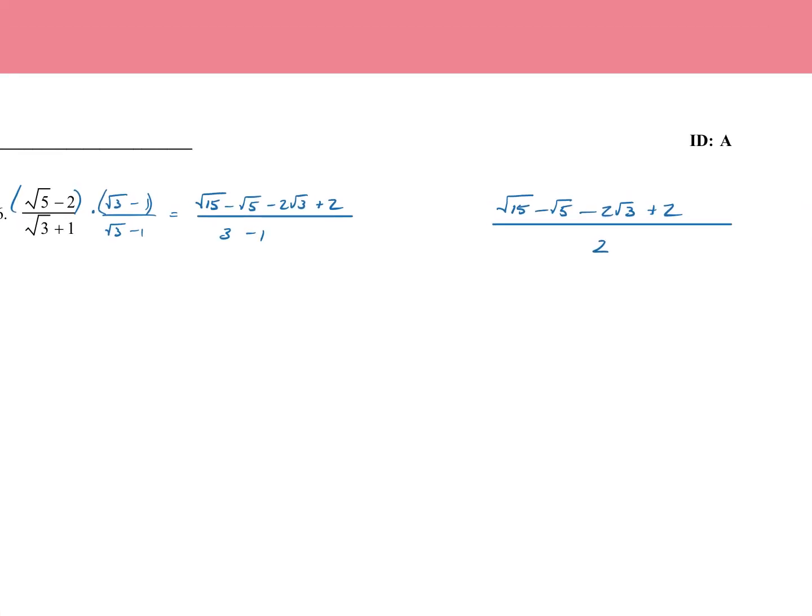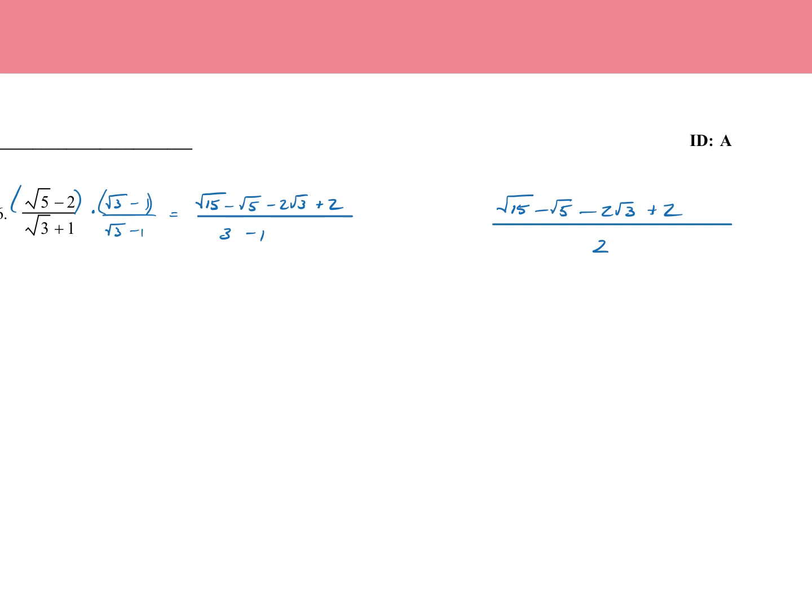Okay, last one. So root 15 minus root 5 minus 2 root 3 plus 2 all over 2. It doesn't get simplified, it gets left exactly as it is.